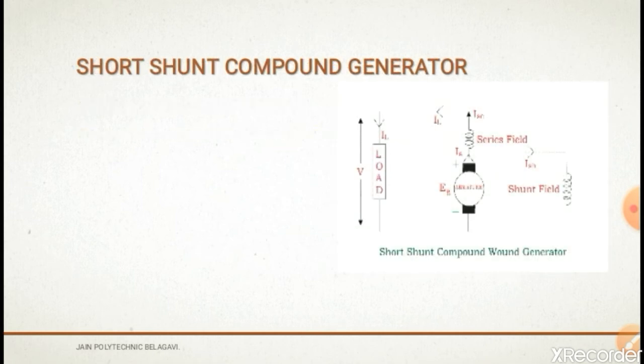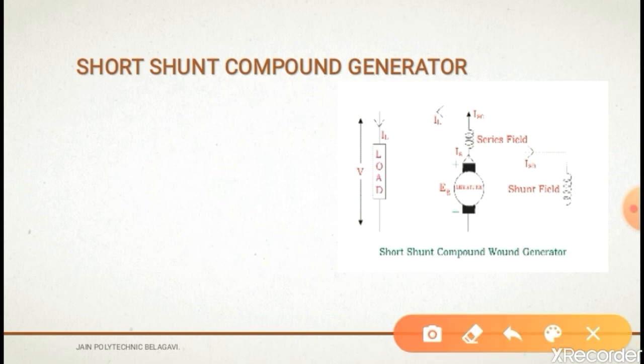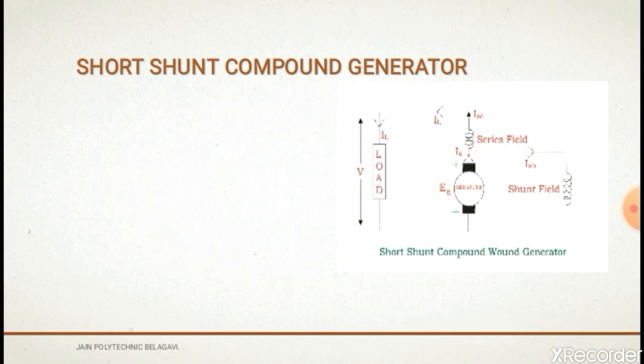In the case of a short shunt DC compound generator, the armature winding is connected in series with the series field winding, and this combination is connected in parallel with the shunt field. So it is called a short shunt compound generator. The current through the armature winding is given as ISH plus IL. This IL is equal to the series field current.